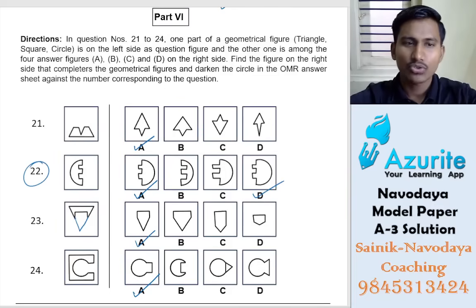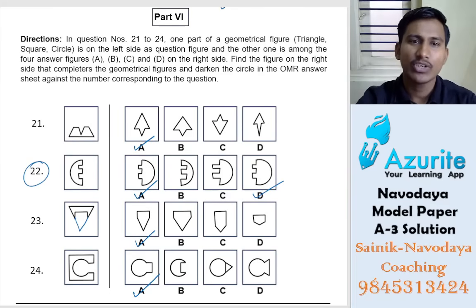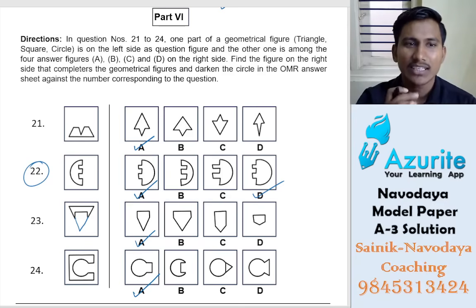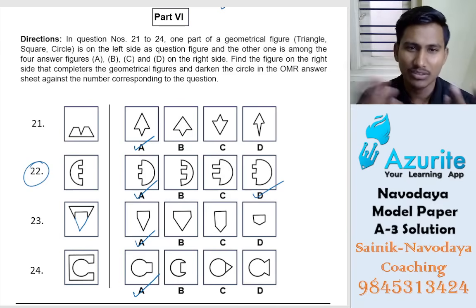Okay. So here 21 A, 22 it can be A or D, but actually it is A, right? Yes, sir. So 23 is A, 24 is A. Okay, I gave both the marks. You may get confused. That is why. So these are the answers.